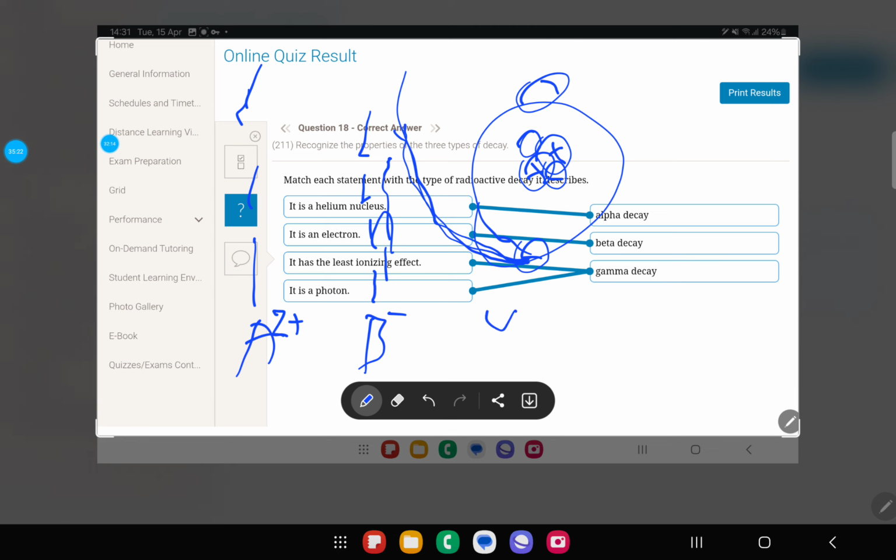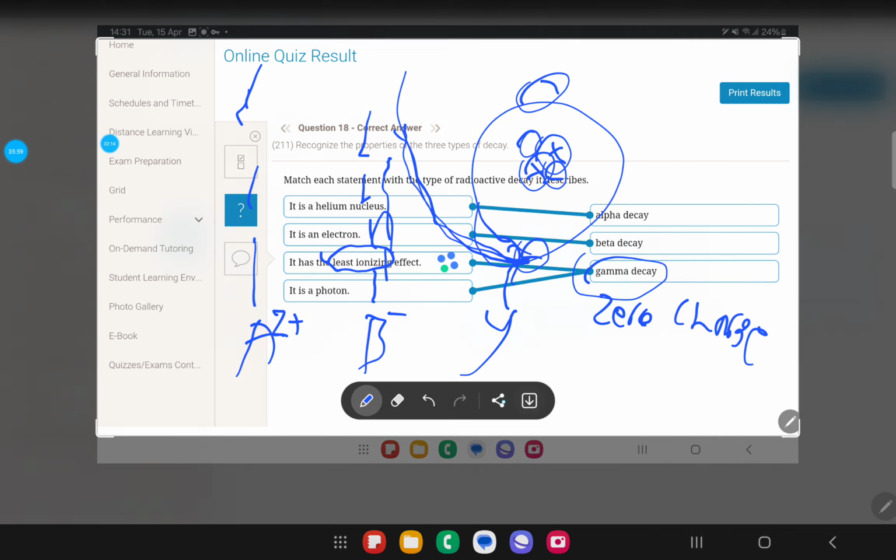Now for gamma, which is y, I don't know how to draw it. It doesn't have a charge. Gamma is zero charge, so it doesn't have any pull or push effect. It can't attract or gain charge, lose charge. No, it has to directly hit the electrons to kick them out. They can't pull it or push it. They have to directly interact. That is why gamma has the least ionizing effect. Okay, that's it.